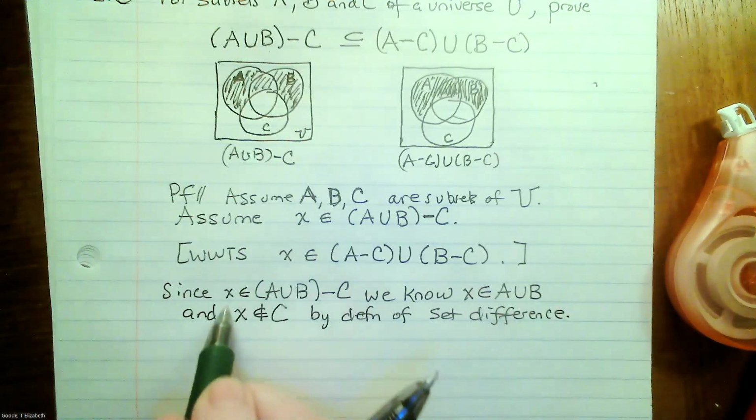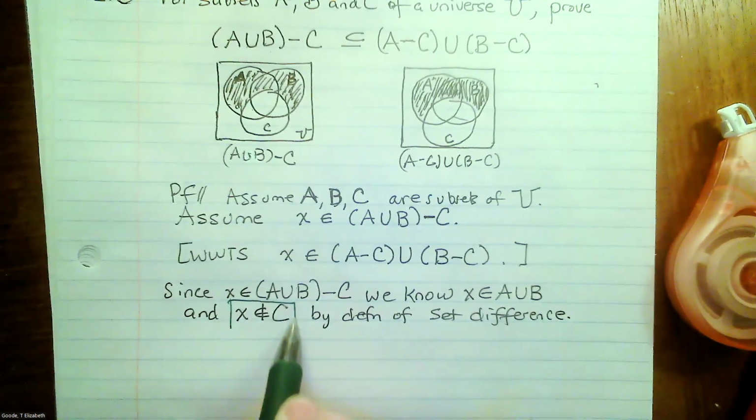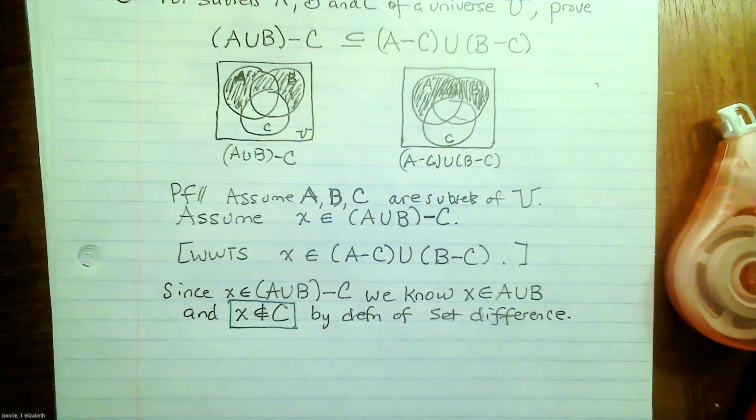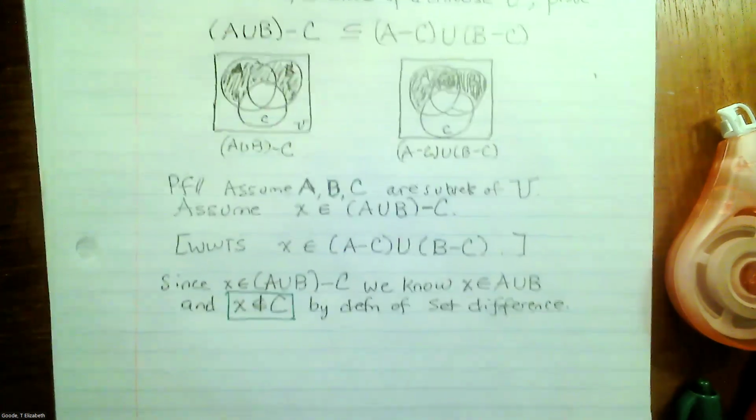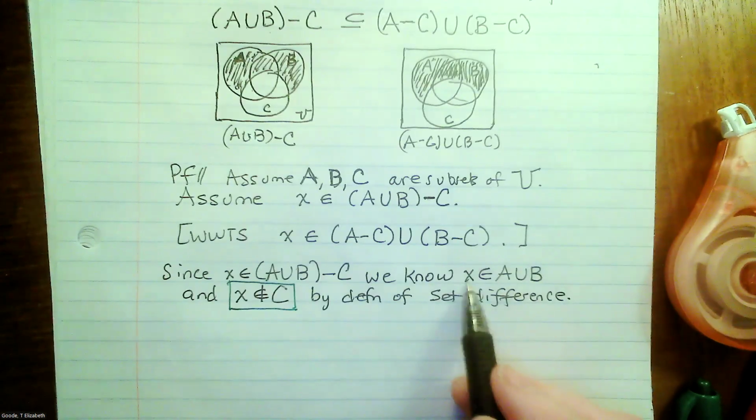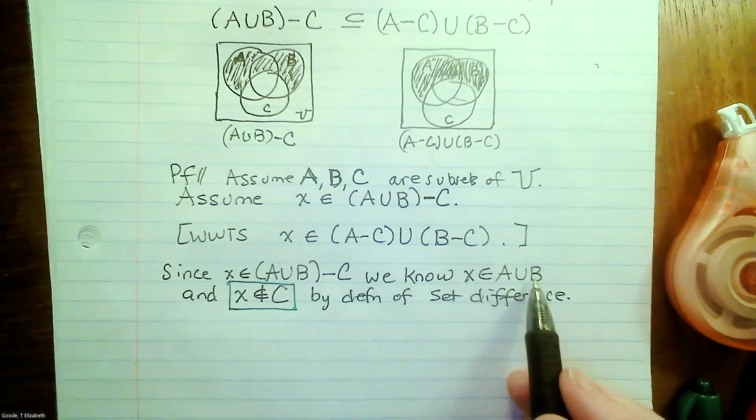We cannot break down that X is not in C any further. That's what we call an atomic statement, okay? But we can break down what it means for X to be in this union, and that will be our next step.